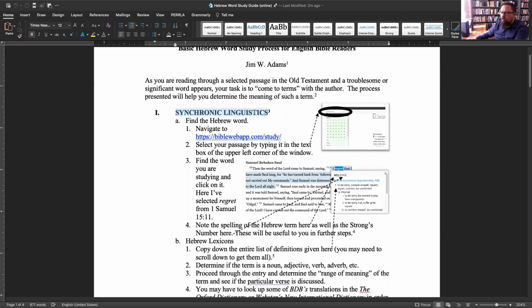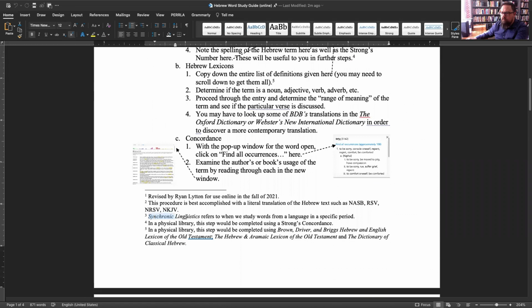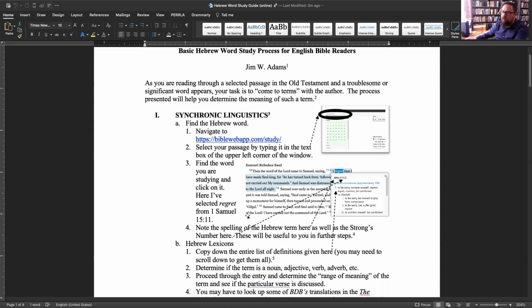So synchronic linguistics is where we're going to start. And notice we have another footnote there. So we go down here to the footnote number 3. Synchronic linguistics refers to when we study words from a language in a specific period. If we were to look at this word and break it up into its origin, we would have syn, which is a Greek preposition for with, and chronic, which would come from chronos, which means time. So this would be with time. So we're looking for a specific time period when we're doing synchronic linguistics.